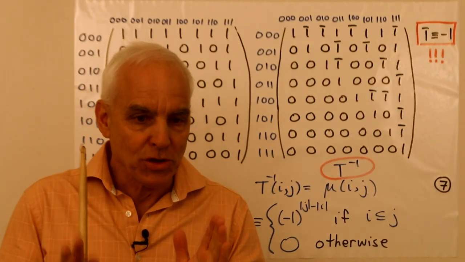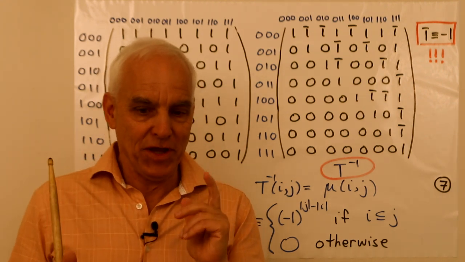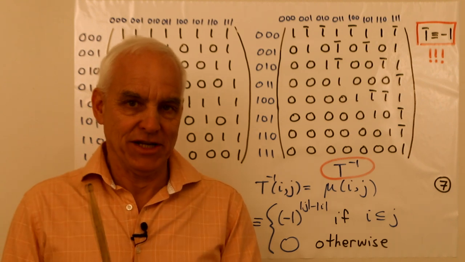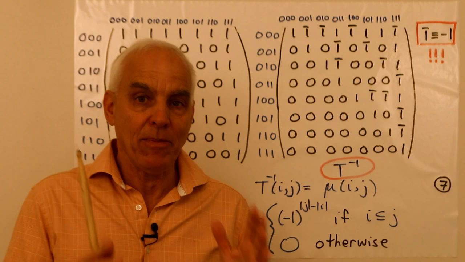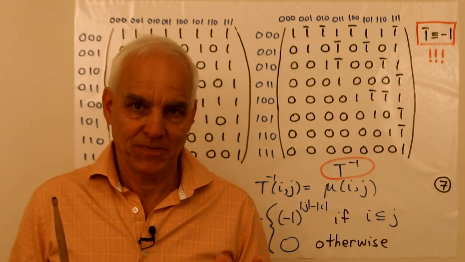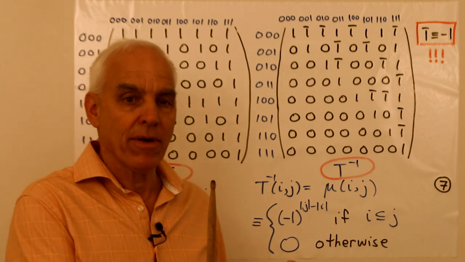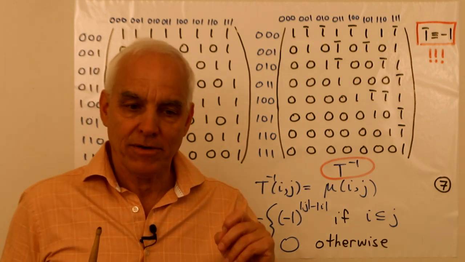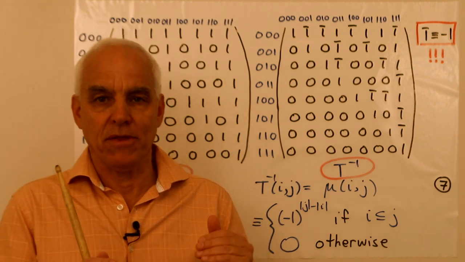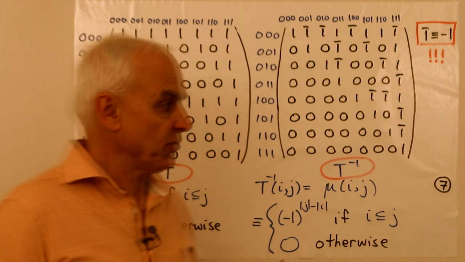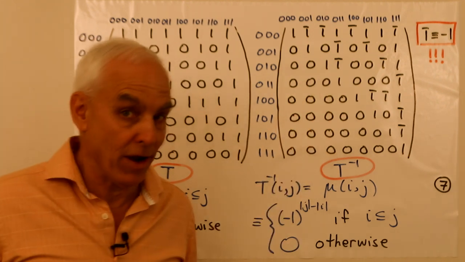Okay, so now I want to look specifically at what the inverse of the transformation T is. In this example where we have subsets of a three-element set, this corresponds to our Boole-Mobius transform for three inputs, where we're working over the integers rather than over the mod 2 thing. So let's have a look at a very interesting new notation that will arise as well.